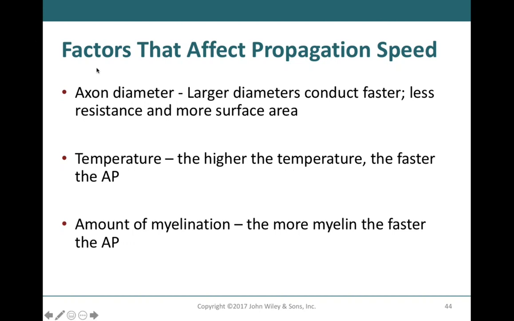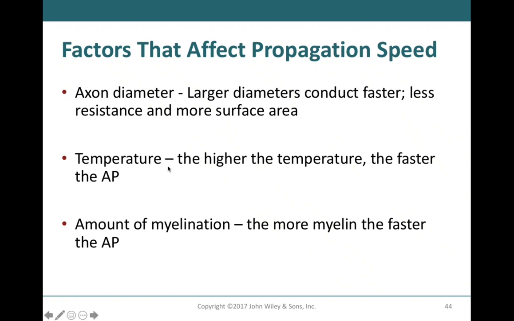And those are axon diameter, temperature, and the amount of myelination that's present in our myelin sheath. So let's go over each of these three. So the axon diameter is the first factor that's going to affect our propagation speed. The larger the diameter of the axon, the less resistance that's going to be present traveling down that axon. There's going to be a much larger surface area for our signal to propagate. So the larger the diameter, the faster our action potential will fire. If we have a very, very small axon, that signal might travel a little slower.